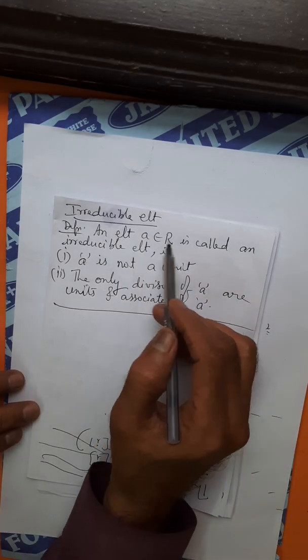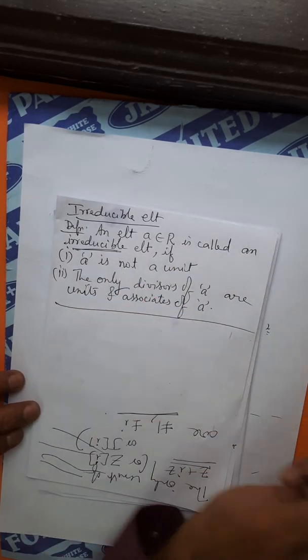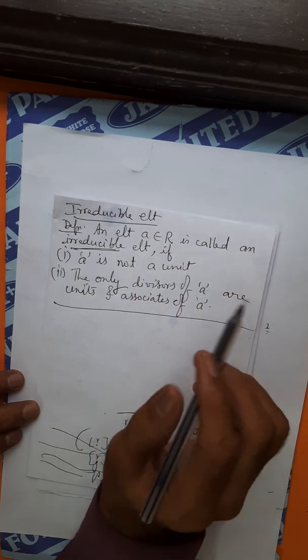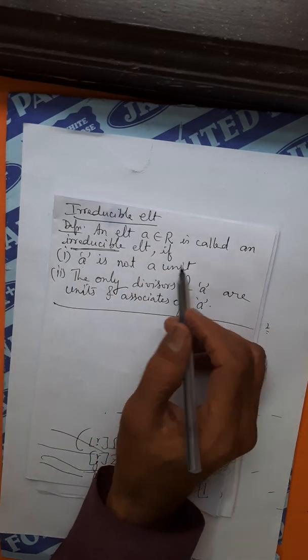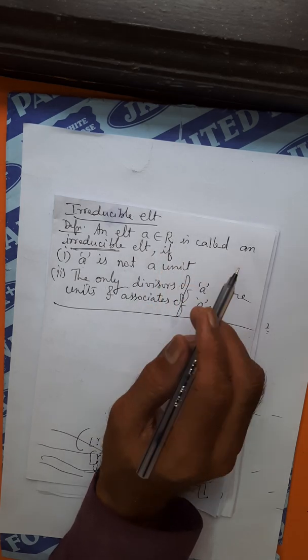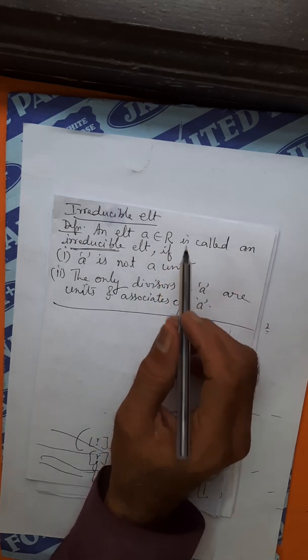An element A belongs to R is called irreducible element if A is not a unit. A is not a unit in R. Please refer to your earlier notes.